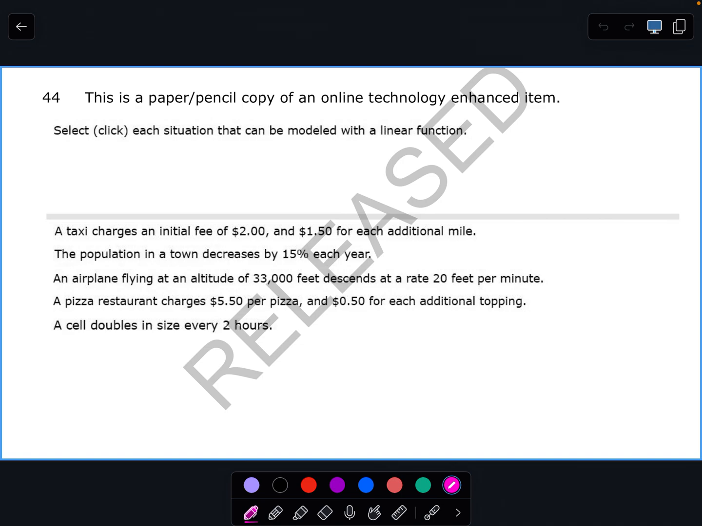Today we're going to go over the North Carolina Math 1 released items, questions 44 through 47.